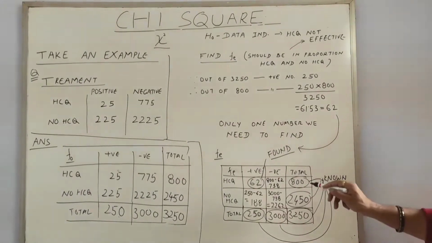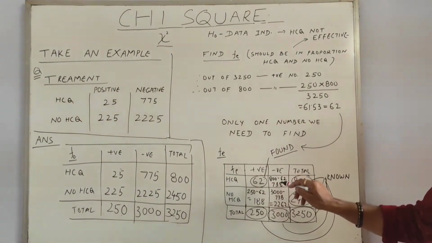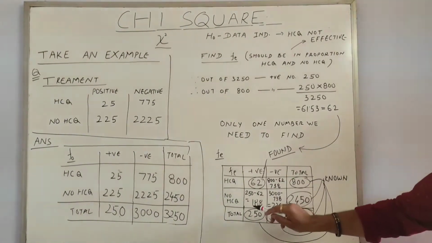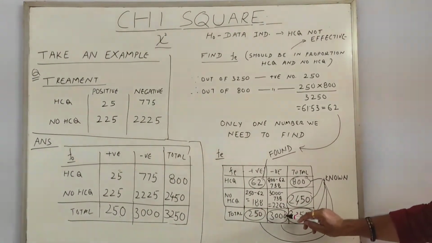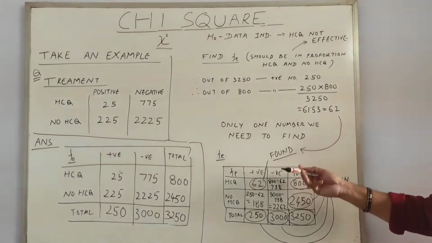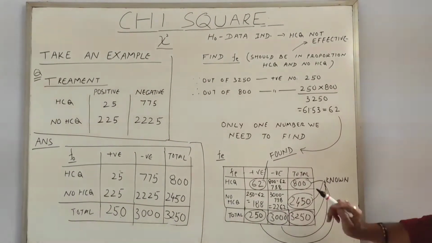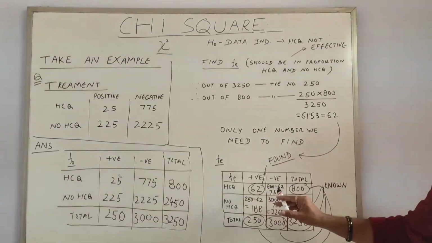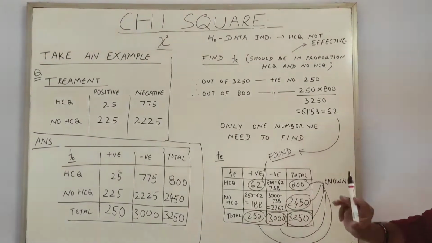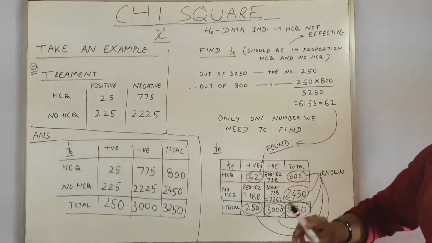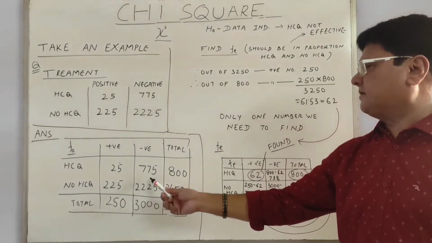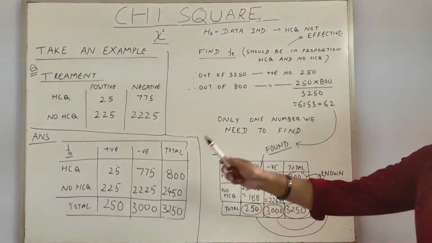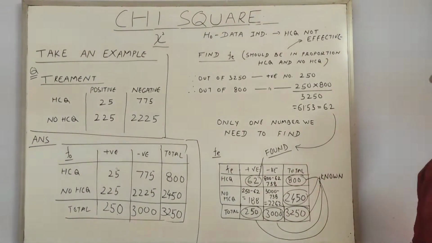After this calculation, now it is very easy. 800 minus 62 will be 738. This one we have got. 250 minus 62 is 188. This one we have got. 3000 minus 738 is 2262. So all in all these four data, 62, 738, 188, 2262, are our FEs, and our FOs are 25, 775, 225, 2225. So these are FOs and these are FEs. Then we move to the calculation.